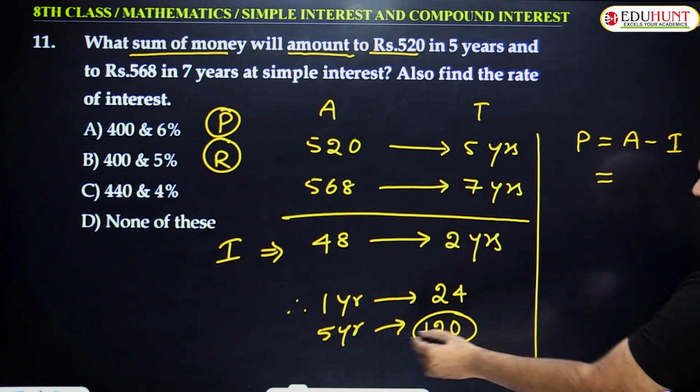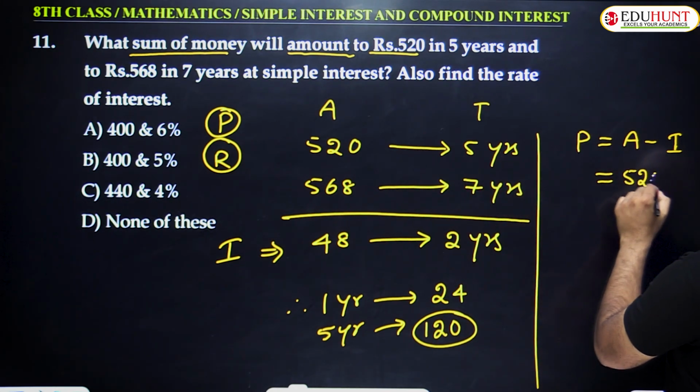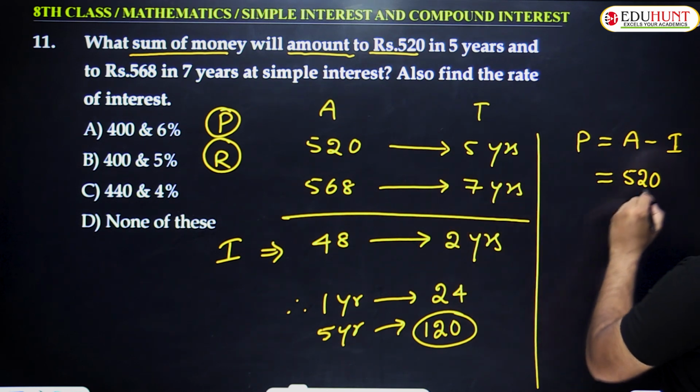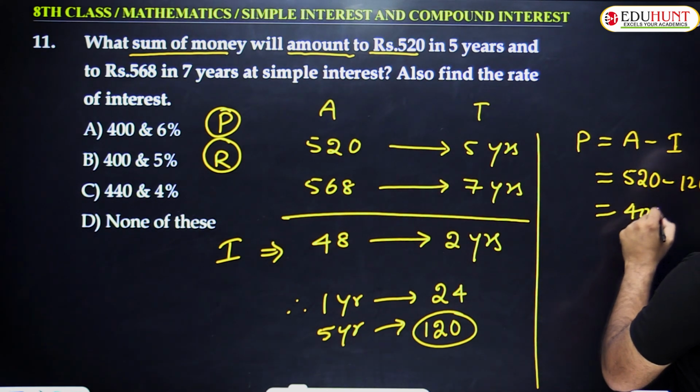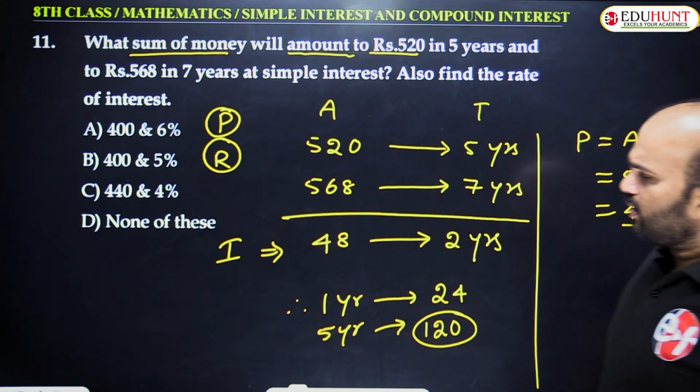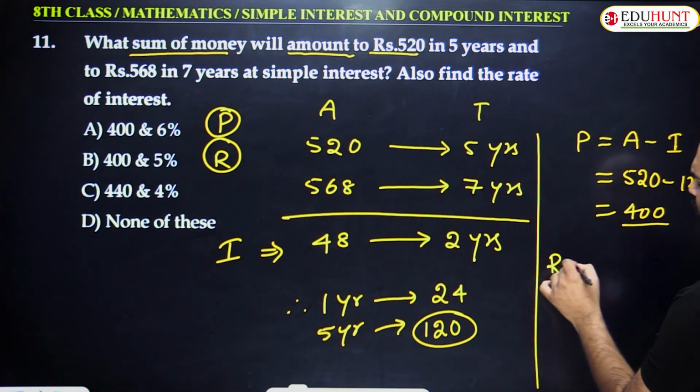So the 5 years interest you know is 120 rupees. The 5 years interest should be subtracted from the 5 years amount. You will get the principal, how much? 400 rupees. So this is the first answer, 400. Now the question I am asking, find the rate of interest. So for R, what is the formula?